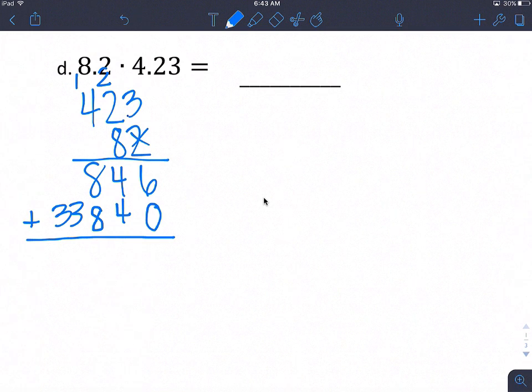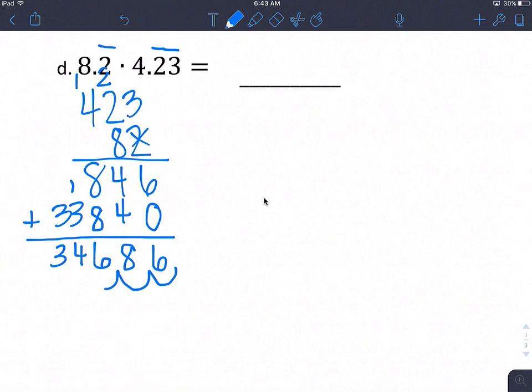So now I need to add them together. 6 plus 0 is 6, 4 plus 4 is 8, 8 plus 8 is 16, put the 6 down, carry the 1, 3 plus 1 is 4, and then I just have 3. So I have 34,686, but I can't forget to take care of my decimals, so I have 1, 2, 3 numbers that I need to move it, so 34 and 686 thousandths.